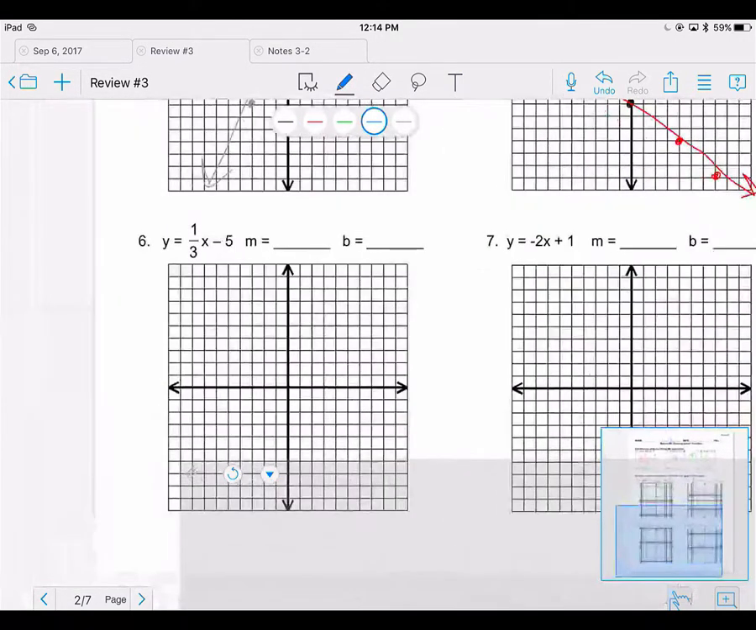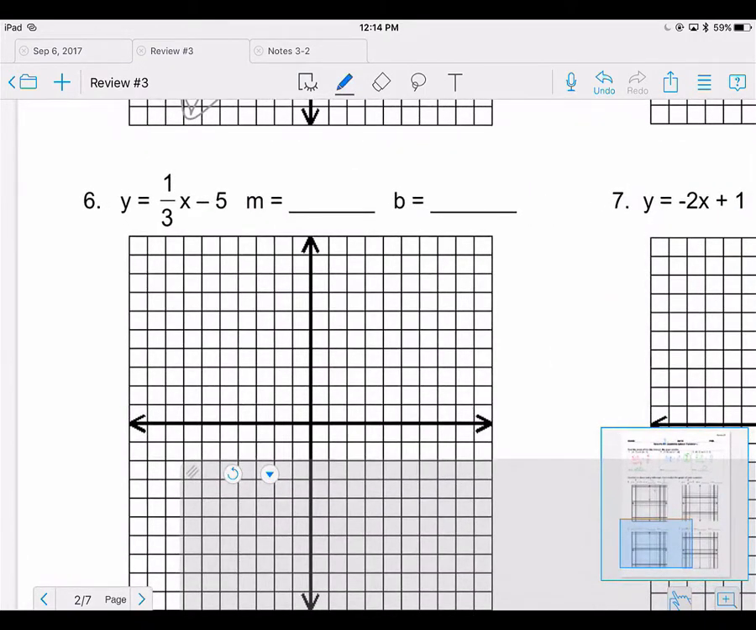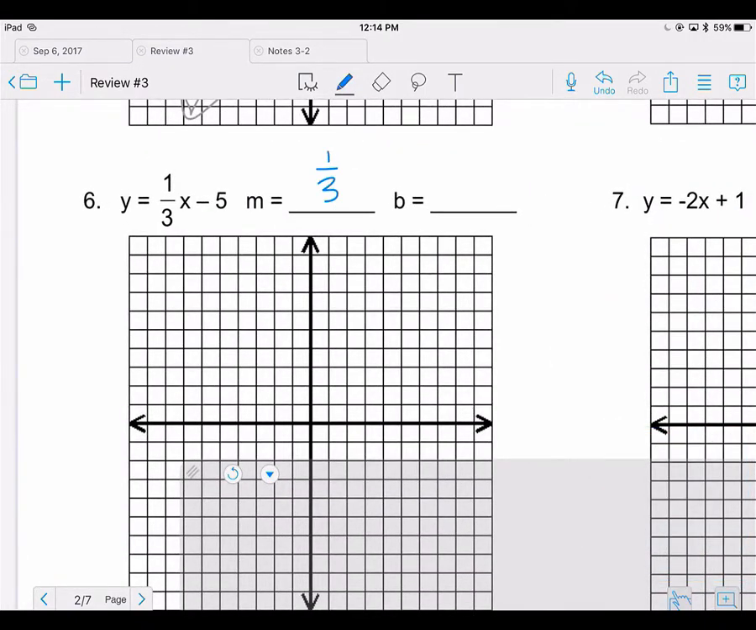I know I'm going quickly. Make sure you remember you can pause the video and write down whatever you need to write down as many times as you need to.